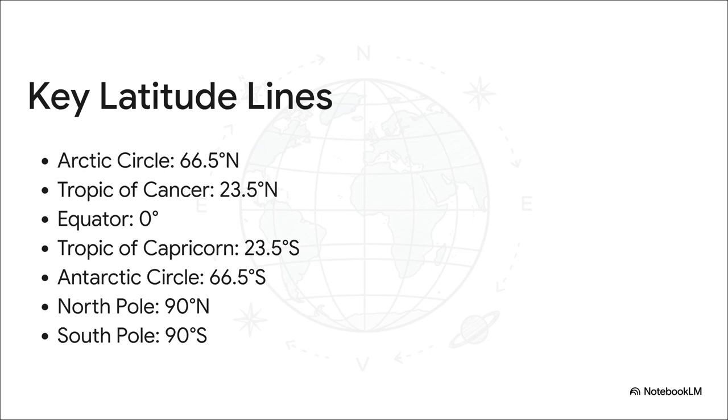Way up north, we have the Arctic Circle at 66.5 degrees north. Moving down, we hit the Tropic of Cancer at 23.5 degrees north. In the middle, of course, is the equator at 0 degrees. Then we get to the Southern Twins, the Tropic of Capricorn at 23.5 degrees south, and the Antarctic Circle at 66.5 degrees south. And finally, the very top and bottom of the world, the North Pole at 90 north and the South Pole at 90 south. Knowing these 7 lines is a massive step towards being a geography expert.